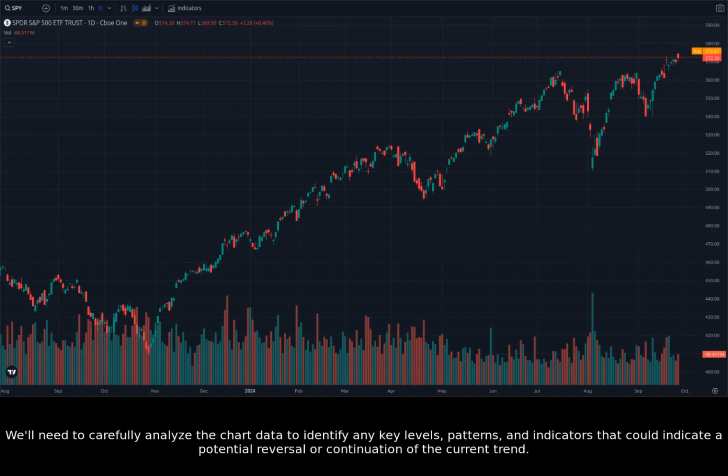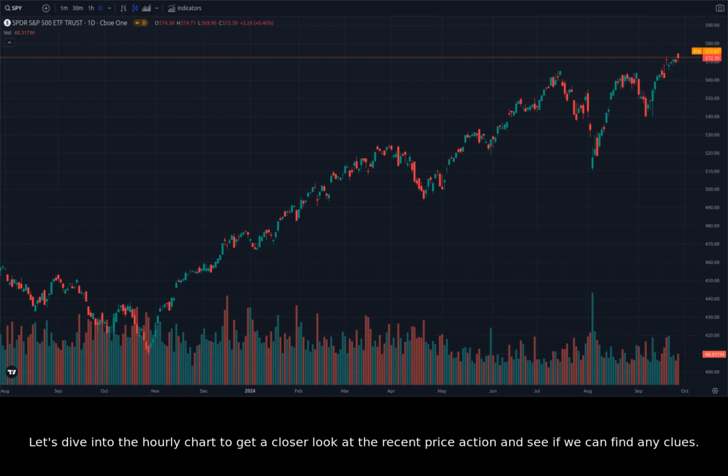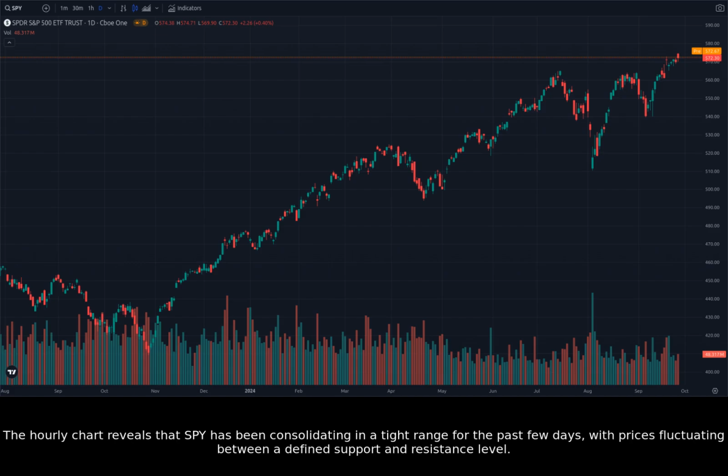We'll need to carefully analyze the chart data to identify any key levels, patterns, and indicators that could indicate a potential reversal or continuation of the current trend. Let's dive into the hourly chart to get a closer look at the recent price action and see if we can find any clues. The hourly chart reveals that SPY has been consolidating in a tight range for the past few days, with prices fluctuating between a defined support and resistance level.